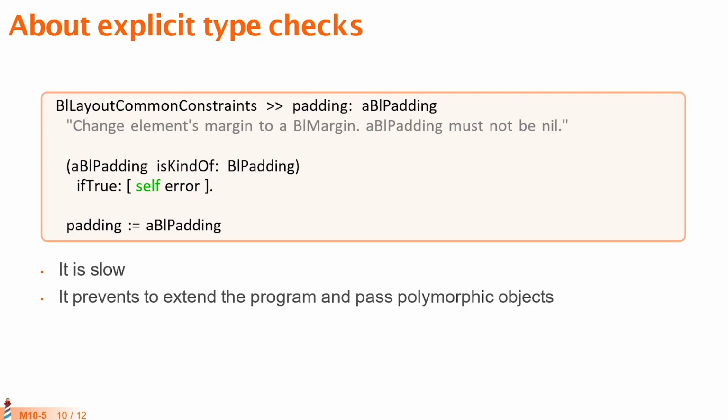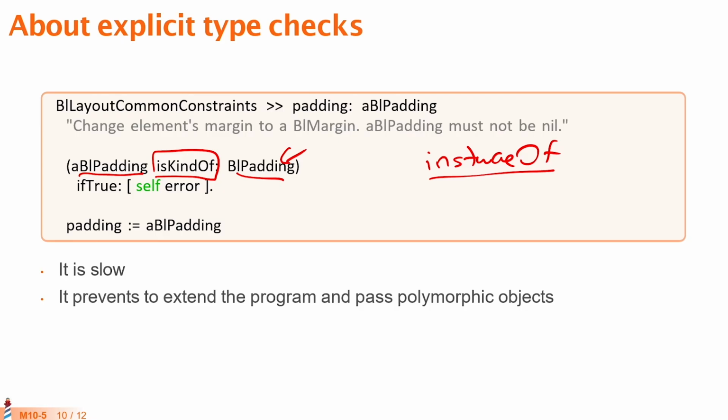Another variant of the checks that we saw before is to check explicitly for types. In this case, we are checking that our padding is of kind BL padding. This is equivalent to doing an instanceof check in Java. What are the benefits and the disadvantages of this solution? First, we have to understand that making an instanceof check or an is-kind-of check is slow, because it has to traverse the entire hierarchy to understand if the object is actually of the requested class.